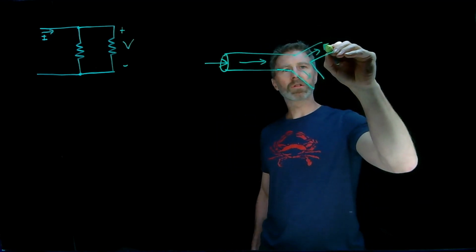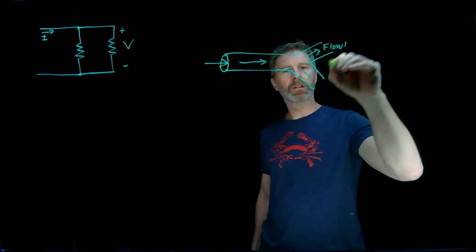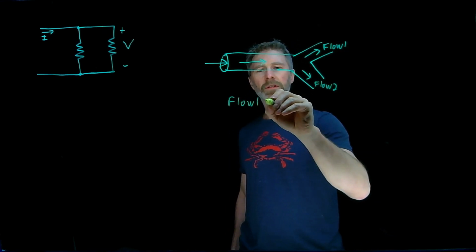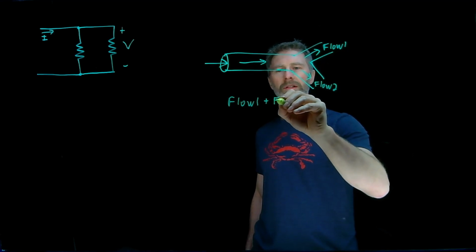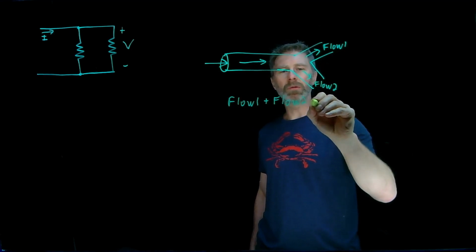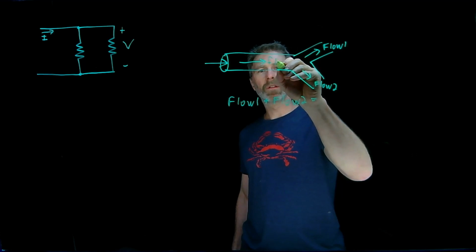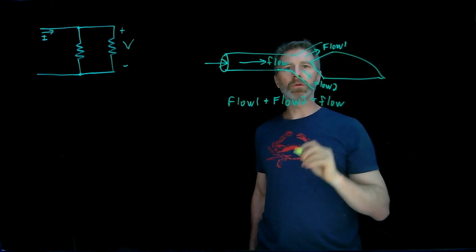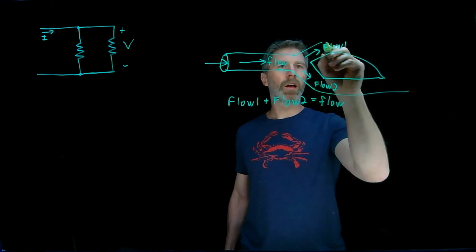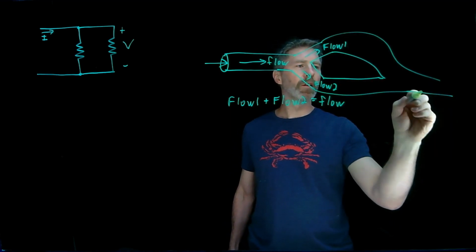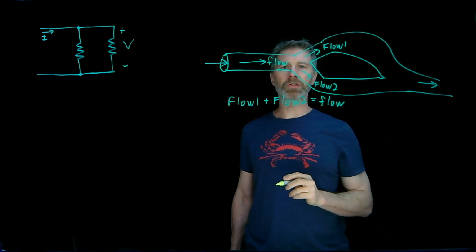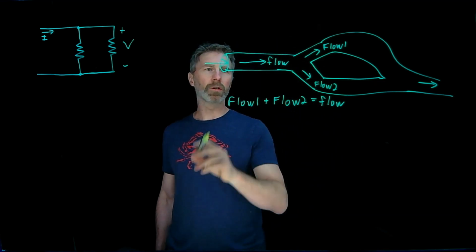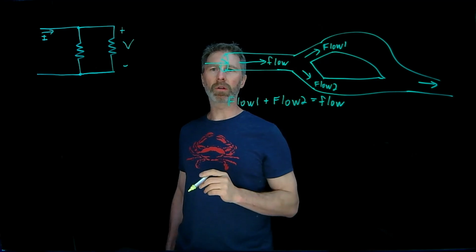Let's call this flow 1 and flow 2. The amount that's flowing through pipe number 1, plus the amount that's flowing in pipe number 2, has to equal this initial flow. However, flow 1 and flow 2 don't have to be equal to each other. And then if they join back together, what we have coming out there will be the initial flow. So this is analogous to what happens in a circuit when we think of current flow compared to water flow.